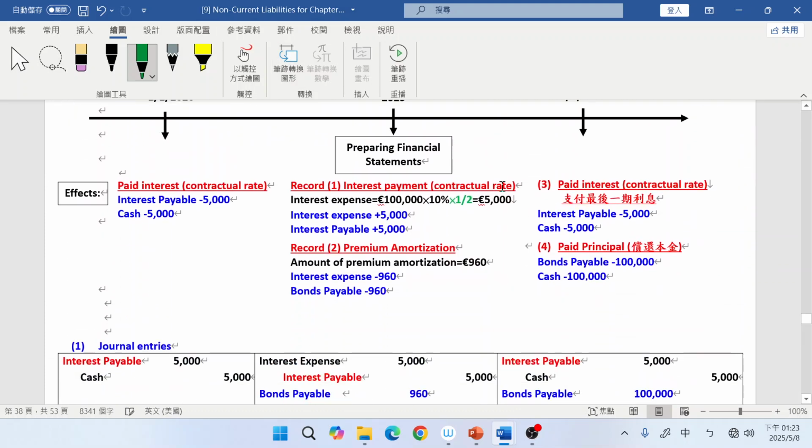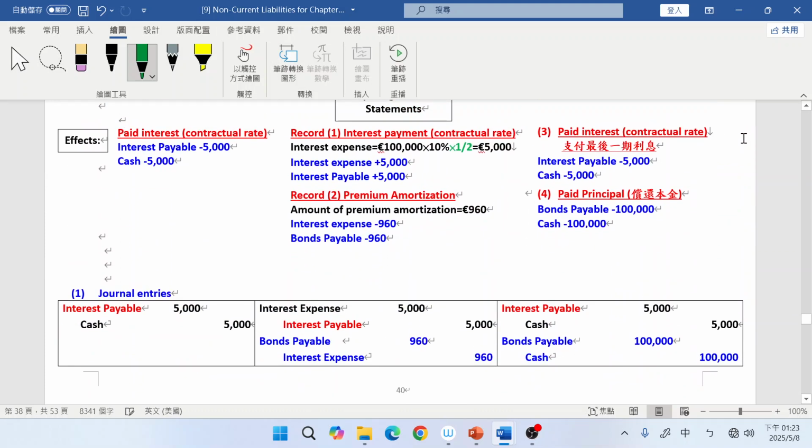Page 40. Don't forget, we pay interest on January 1st. So that's why on January 1st, we pay only the contractual interest rate. That's why $5,000. What's the second period? Don't forget, first cost of borrowing, second cost of borrowing, right?